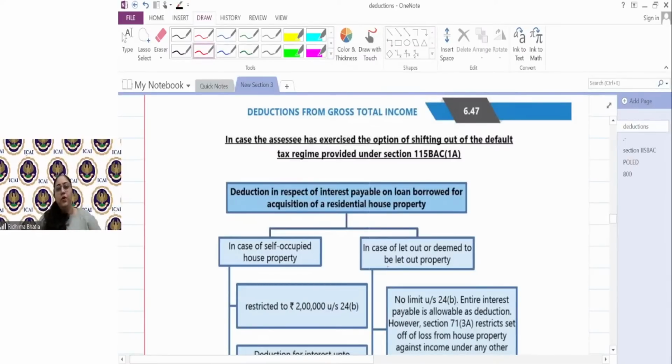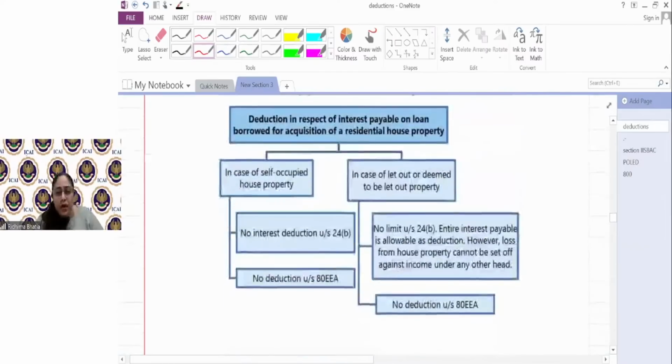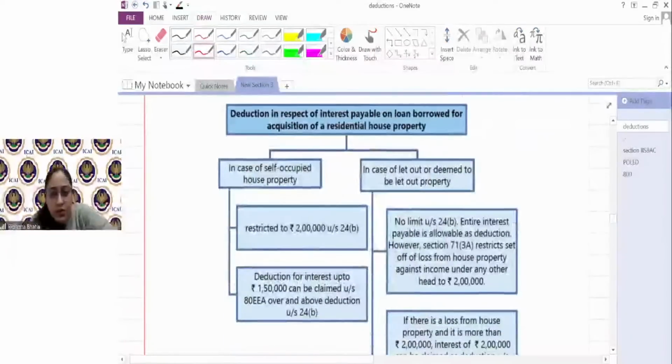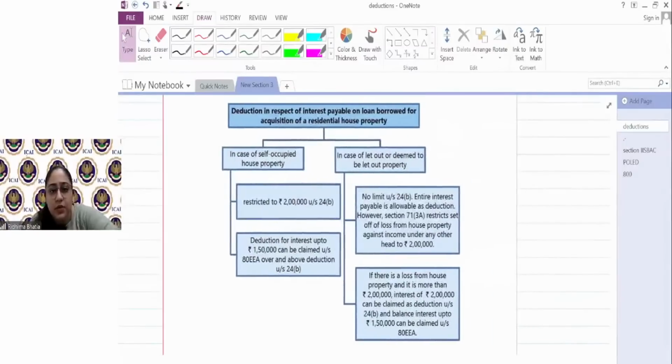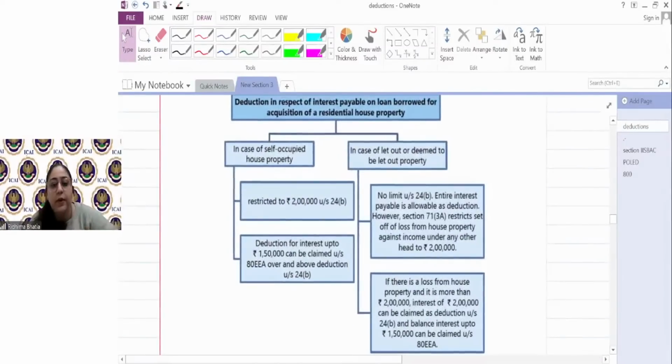The chart is of two types. One is given before and one is given after. I'll just थोड़ा सा इसे छोटा कर लेते so that you guys can read it in one go. ठीक है. So deduction aspect of interest payable on loan borrowed for acquisition of residential house property, assuming the sanction has happened between 1st April 2019 to 31st March 2022. ये वाला chart which is there on your screen is for the people who are paying tax as per normal provisions, not as per 115BAC.